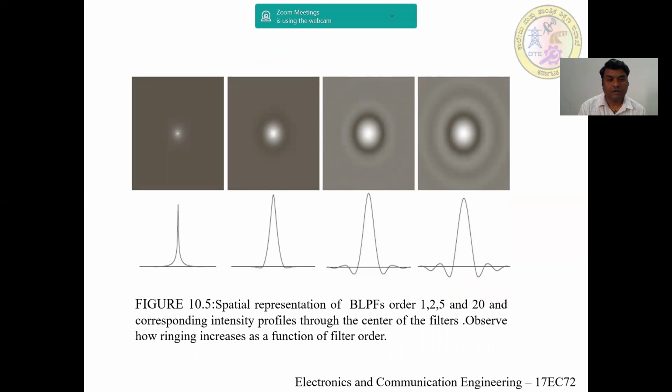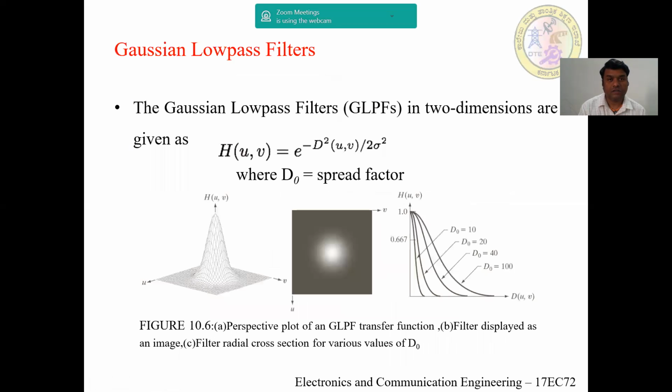So here in the figure, you can see the spatial representation of Butterworth low pass of order 1, 2, 5, and 20, and corresponding intensity profiles through the center of the filters. Observe how ringing increases as the filter order increases. You can see the ringing is increased as the order of the filter is increasing.